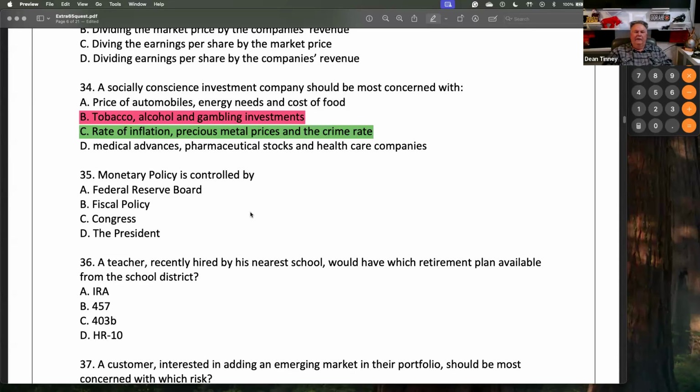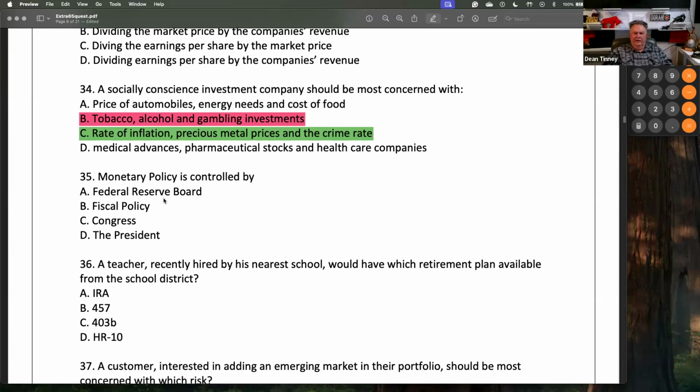So my thing was the price of automobiles. Here's what I thought you were saying. Socially conscious, I guess I could say you should be buying hybrids instead of a pickup truck, maybe energy cost of food. But yeah, I'm with you. I don't think it's Ryan's best, but it's there.